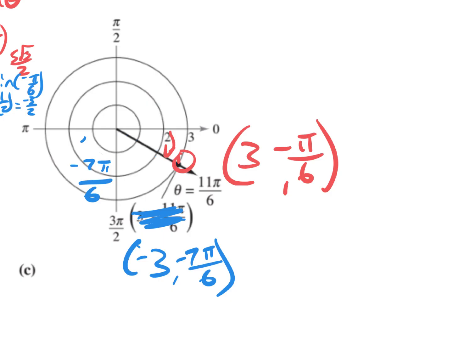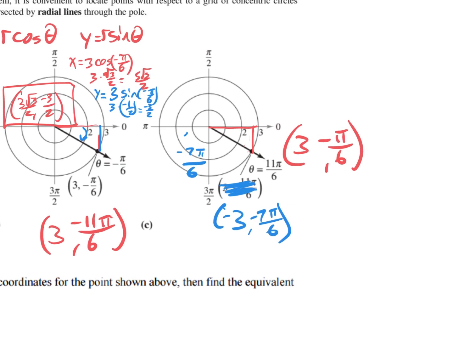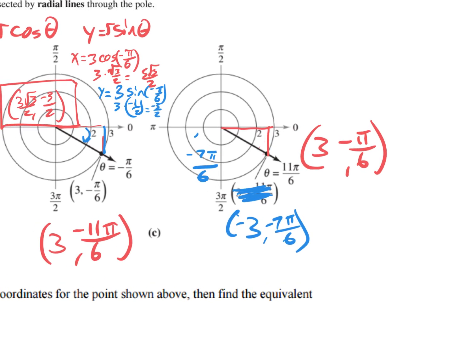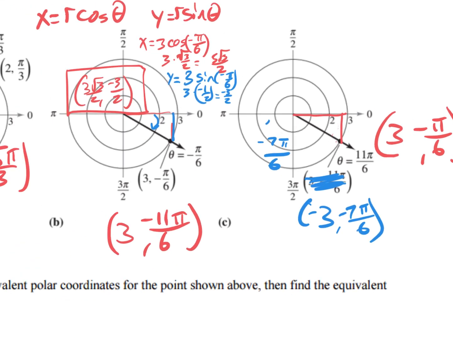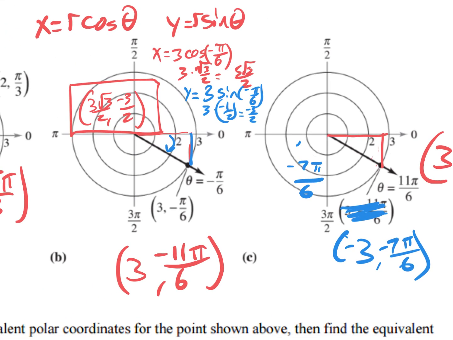All right, let's erase this here. So here we're traveling 11 pi over 6. Well, it's going to be the same thing. Notice it's the same spot, so we're going to end up with the same rectangular coordinates.